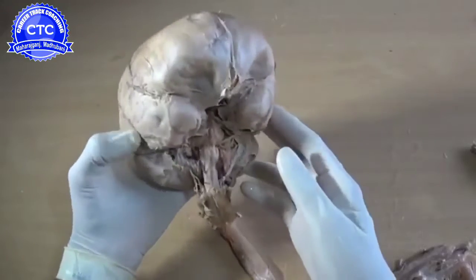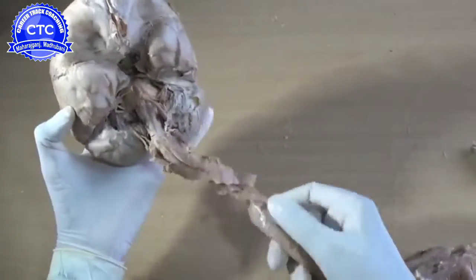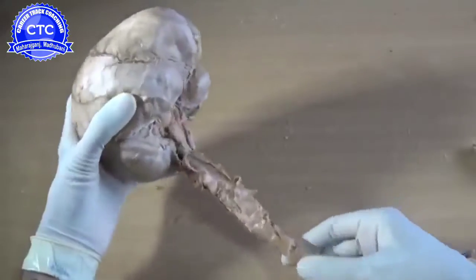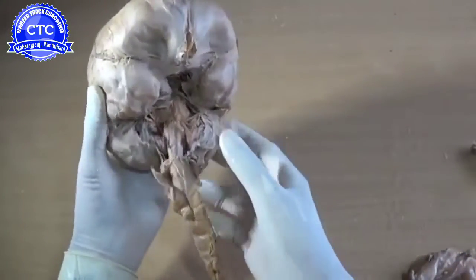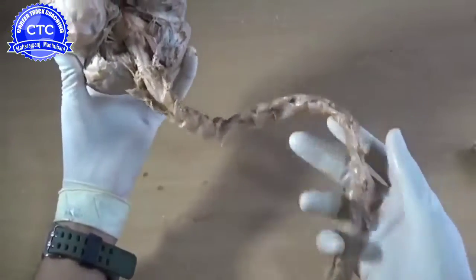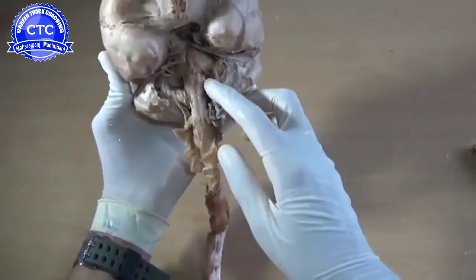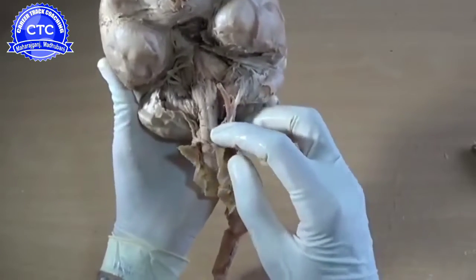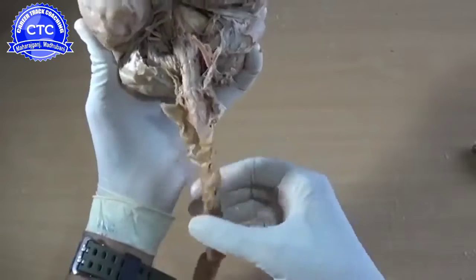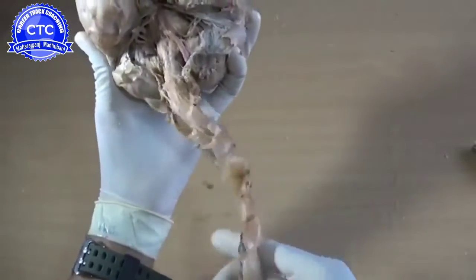Hello everyone, in this video we are going to discuss the external features of the spinal cord. Now here you can see a brain with its covering is continuous with the spinal cord with its covering. Okay, so the medulla oblongata is continuous with the spinal cord. See this, and everything is covered by meninges.